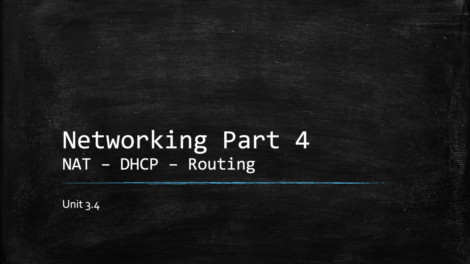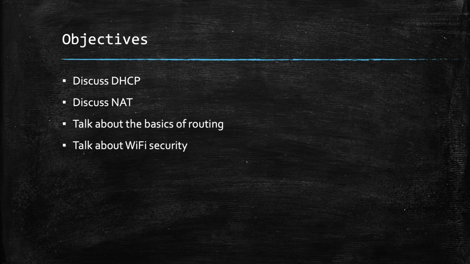Today we're going to be talking about NAT, DHCP, and routing. Okay, so we'll discuss the importance of all of these different things, DHCP, NAT, we'll go over different routing schemes, and then we'll talk a little bit about Wi-Fi security.